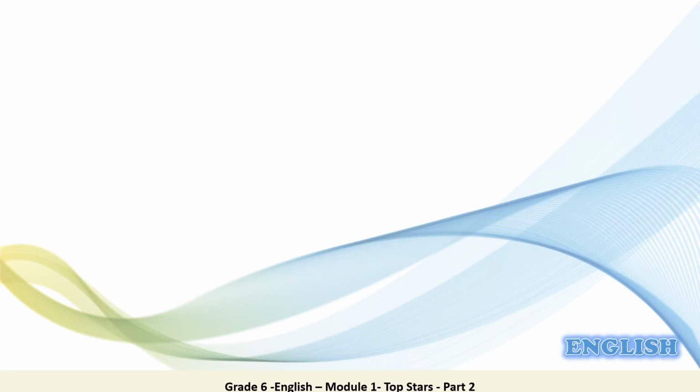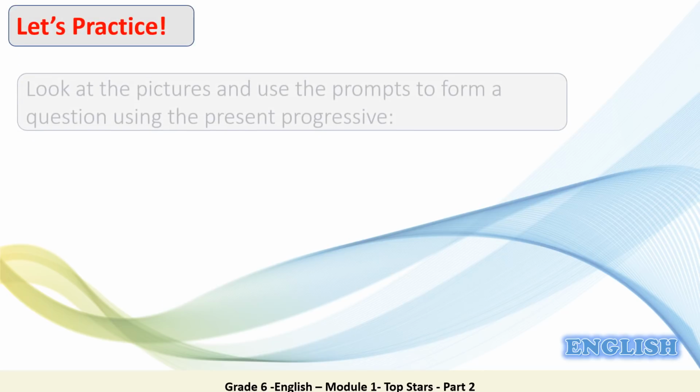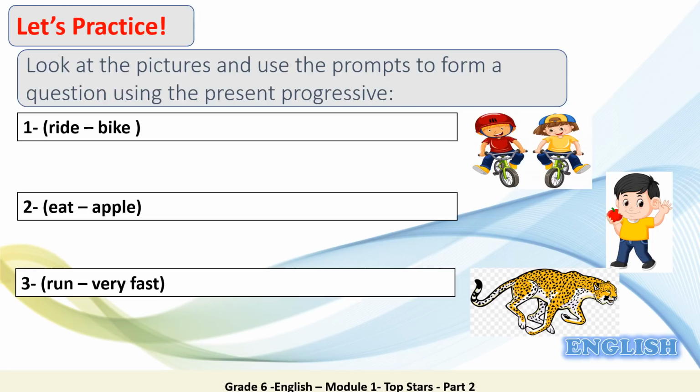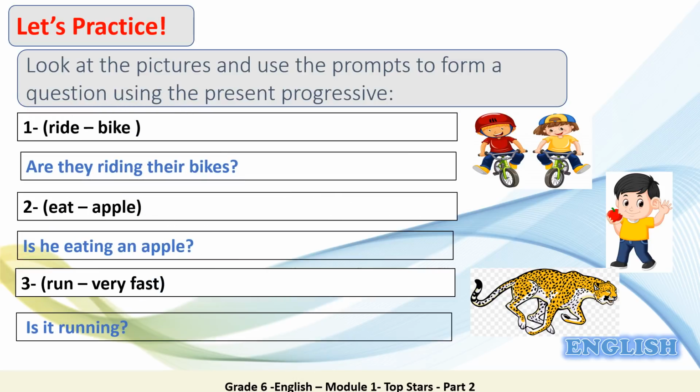All right, let's see what we understood so far. Look at the pictures and use the prompts to form questions using the present progressive. Again, pause the video, make your questions, and then check later. All right, let's see. Great job. Number 1, are they riding their bikes? Number 2, is he eating an apple? Number 3, is it running? You guys are amazing. Very, very good.